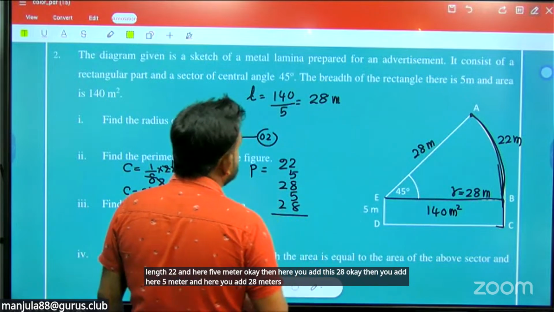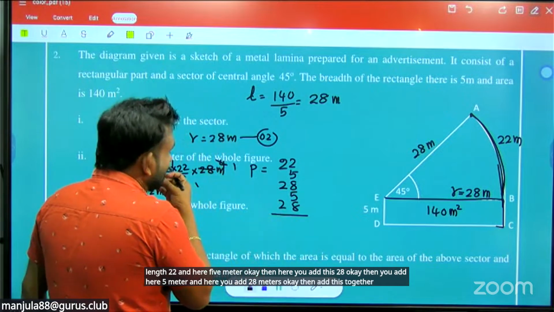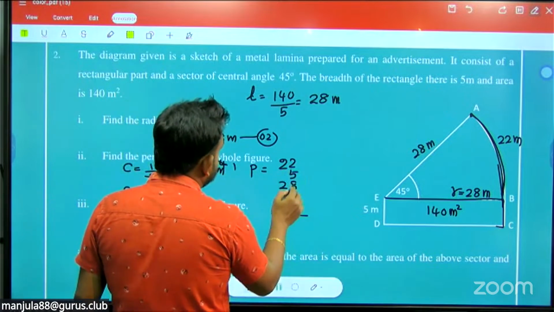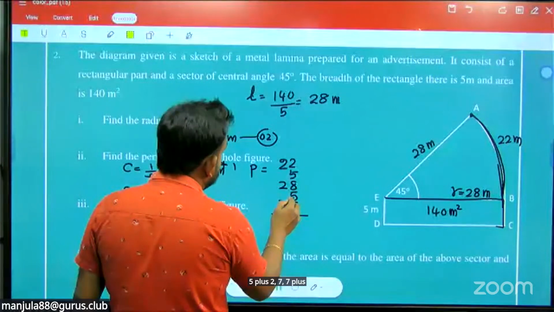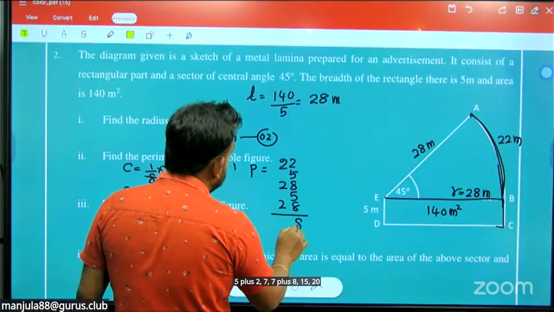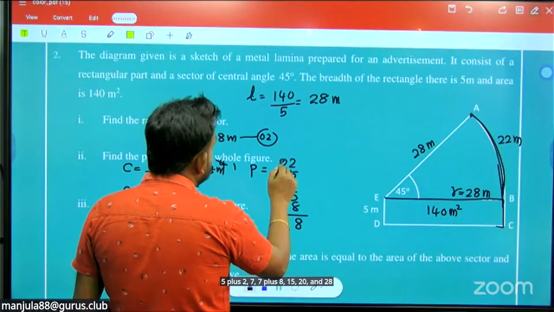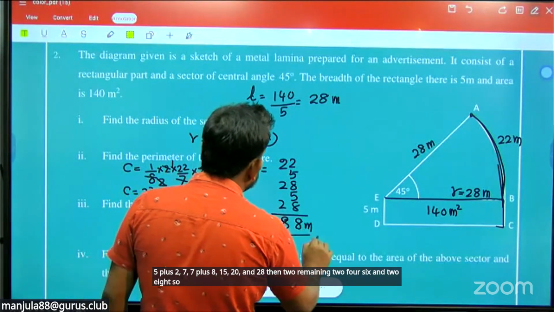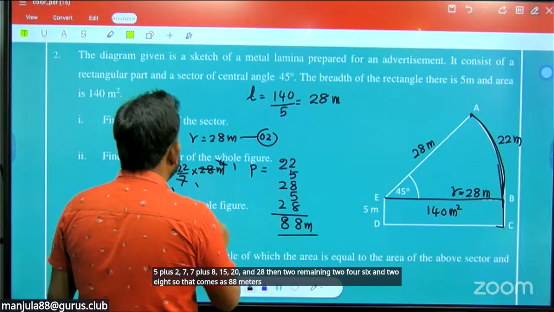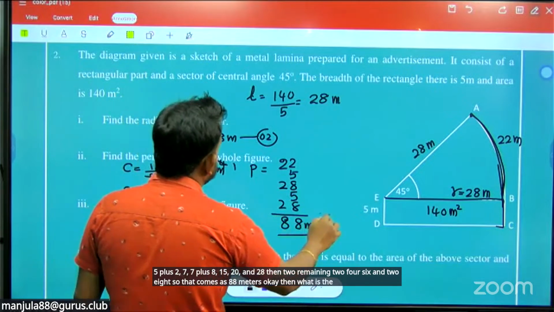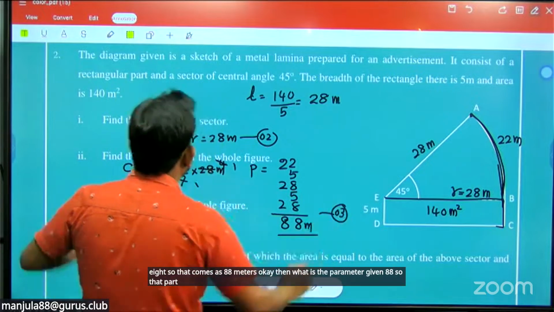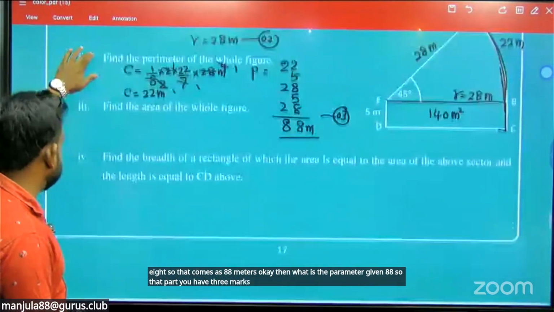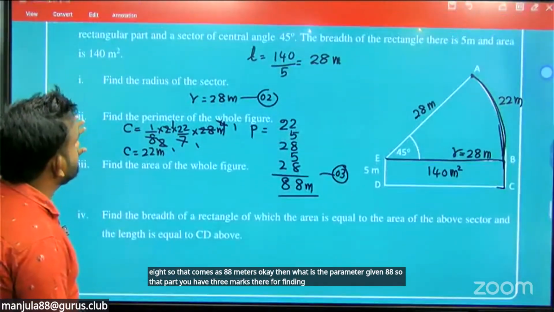Okay, then add this together. 5 plus 2 is 7, 7 plus 8 is 15, 20, and 28. Then 2 remaining, 2, 4, 6, and 2, 8. So that comes as 88 meters. Okay. Then what is the perimeter given? 88. So for that part you have 3 marks for finding the perimeter with the arc length.